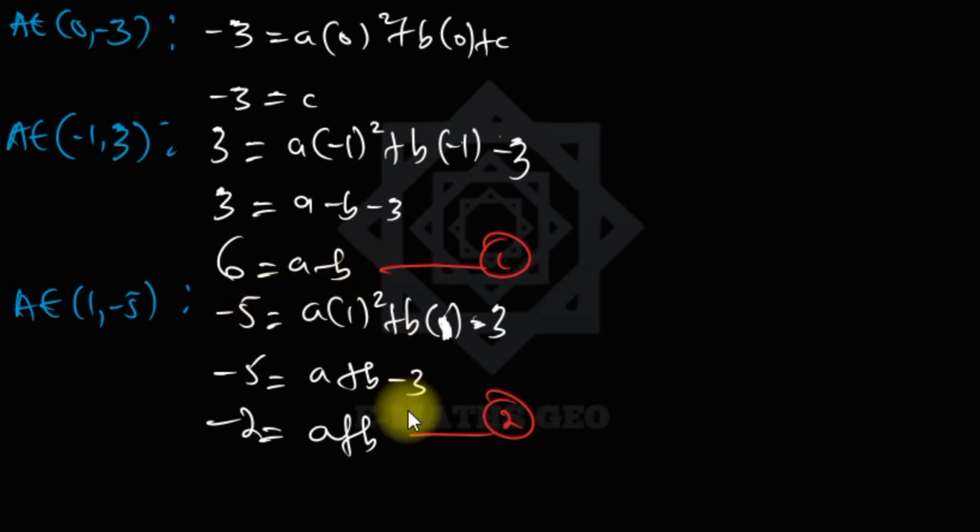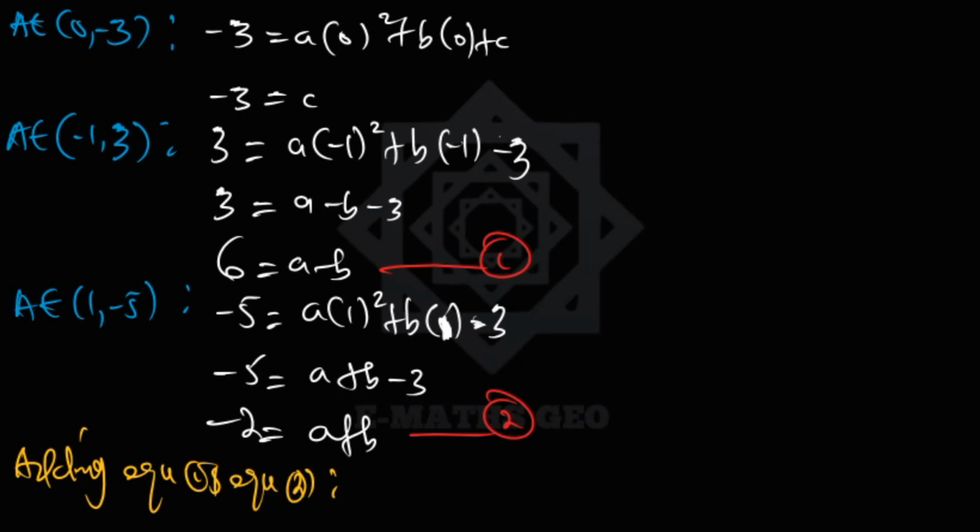So we have two equations now to solve simultaneously. Let's solve by elimination. Let's add equation 1 and equation 2, so that we eliminate b. By adding, 6 plus minus 2 is 4, and a plus a is 2a, so b is gone. So we solve for a. We see that a is 2, so we've gotten the value of a.